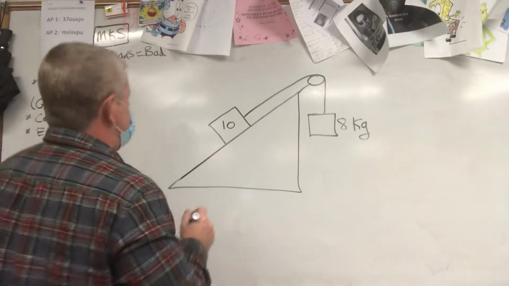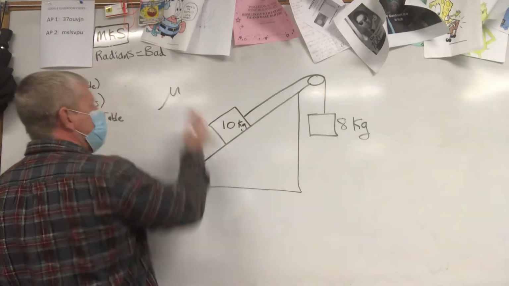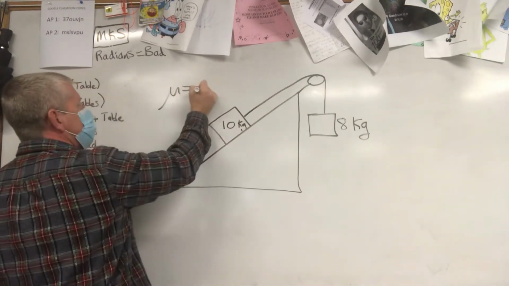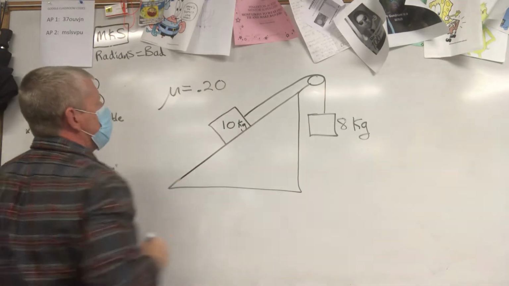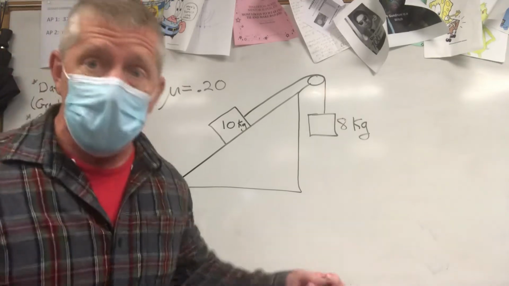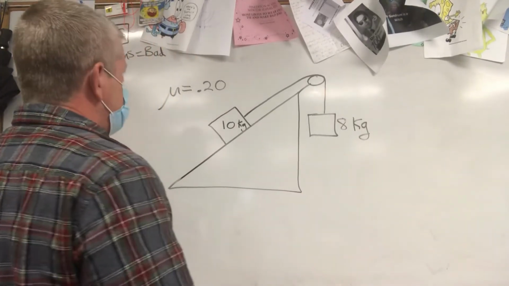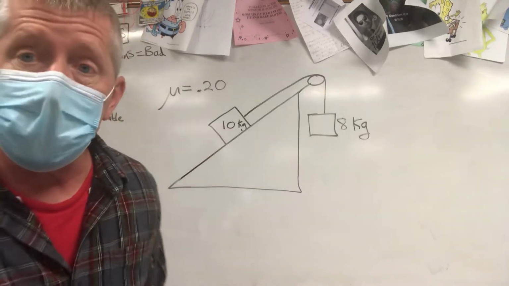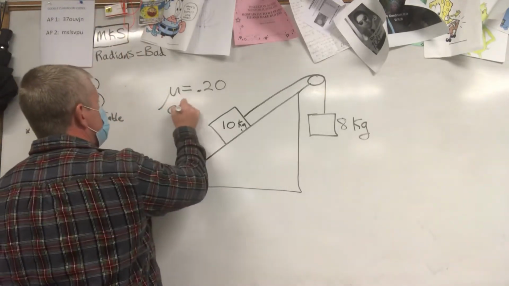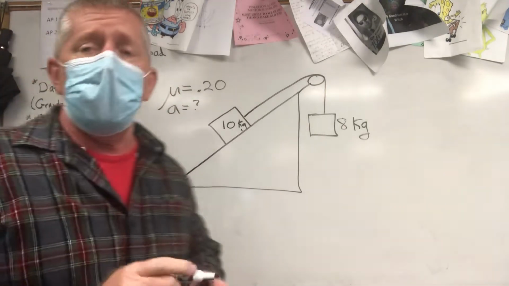Let's see. Coefficient of friction. So there's some friction. Coefficient of friction is 0.20. Here's the question. You ready? You all ready for this? Okay. What's the acceleration of the box? What is the acceleration? Notice I didn't even say what direction. I mean, we don't know. We're going to have to figure it out.